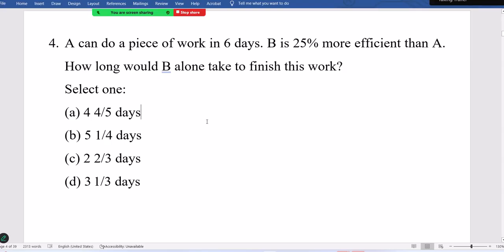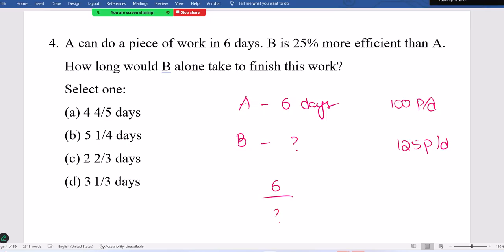Now let's see about this question here. A can do a piece of work in 6 days. B is 25% more efficient than A. How long would B alone take to finish the work? Right? So B is 25% more efficient than A. If your efficiency is more, time taken should be less. A is 6 days. If A is 100 pages per day, B will be 125 pages per day. Efficiency more. Now what is the time taken?